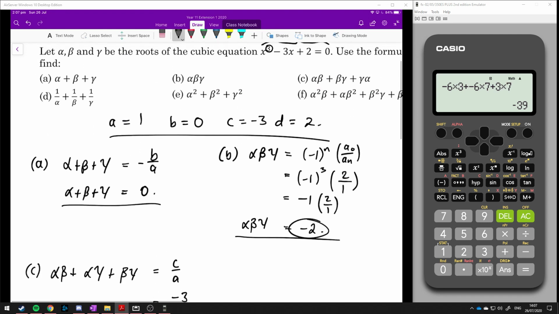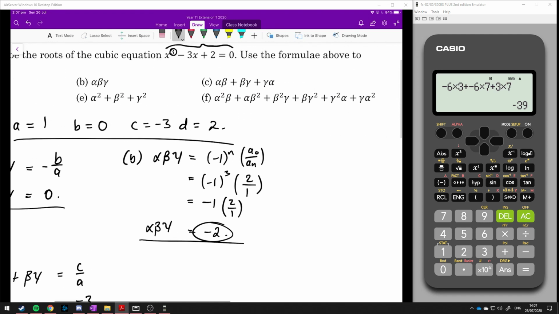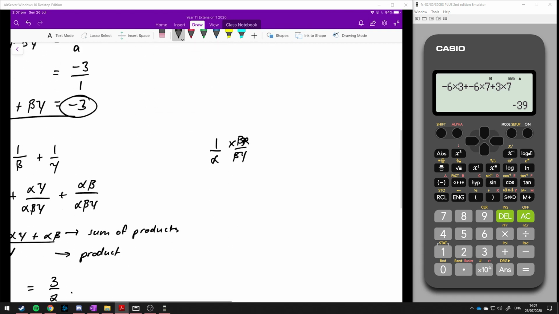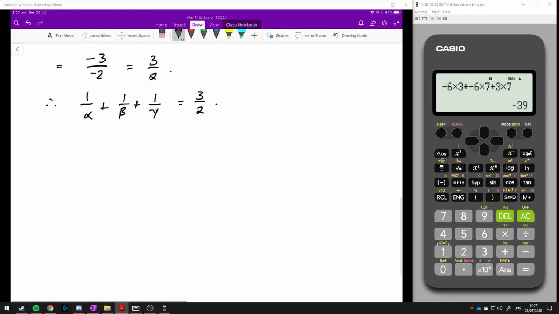Now, our next one is the sum of the squares. So alpha squared plus beta squared plus gamma squared. Okay, so immediately you might be thinking to yourself, well, why can't I just take each value and square it? Well, again, we don't actually know what alpha, beta, and gamma are.